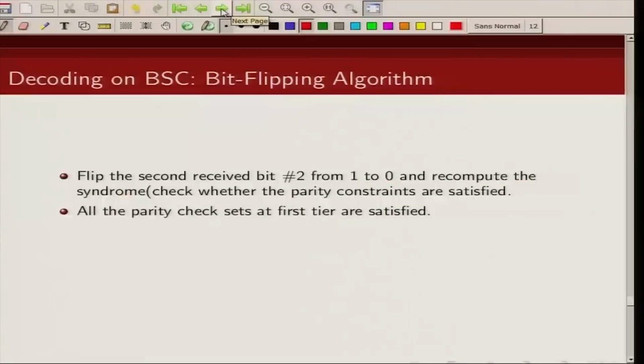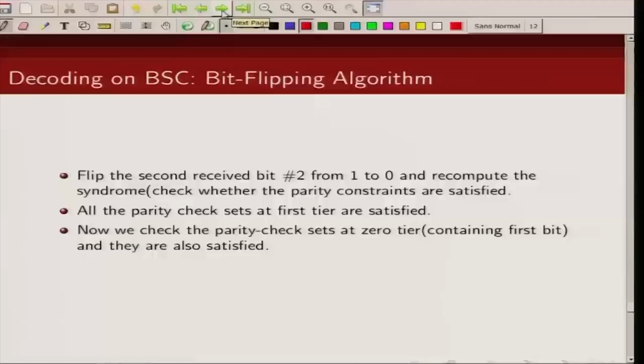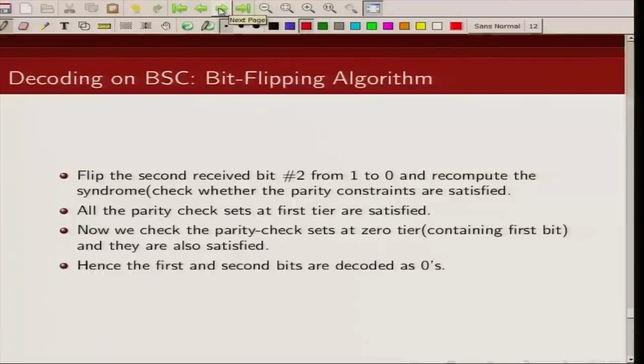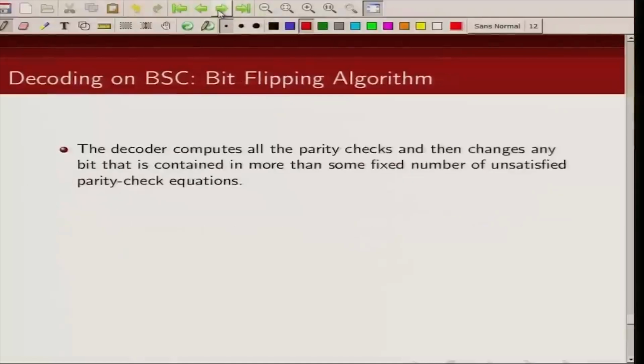So, if there are 2 errors, you can see that one iteration was not enough, we had to go for 2 iterations. Now, we go back and check at the 0th tier and we see that at the 0th tier also all the parity check sets are satisfied. So, hence we have successfully decoded the first and the second bit to be zeros and all other bits were received correctly. So, there is no error.